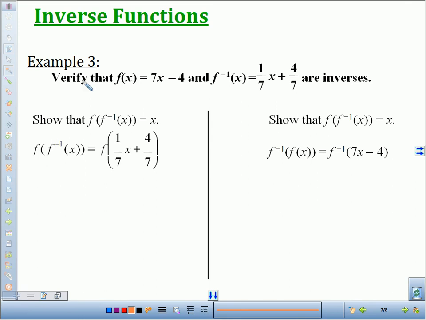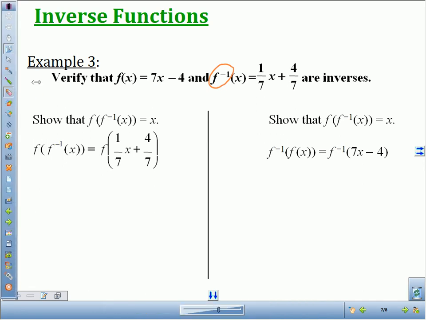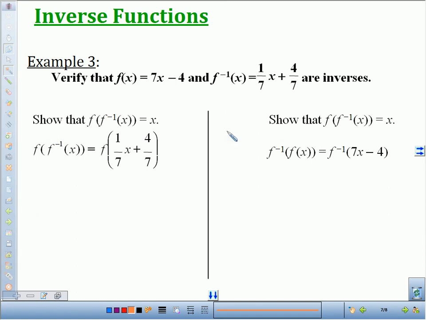I want to verify that f of x equals 7x minus 4, and the inverse, notice that the inverse here is f to the negative first. That negative first doesn't mean the negative first power. It means the inverse of f of x. That f of x and its inverse are, in fact, inverses. So here's what we want to do. We want to start by plugging this equation into that equation and seeing what we get.